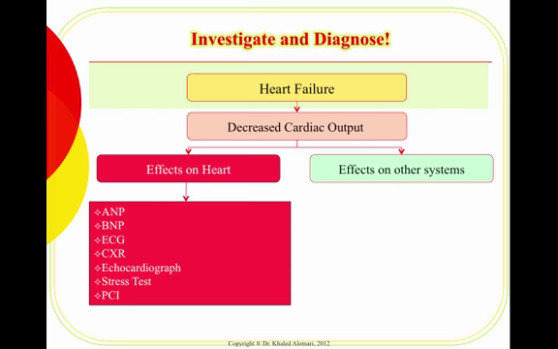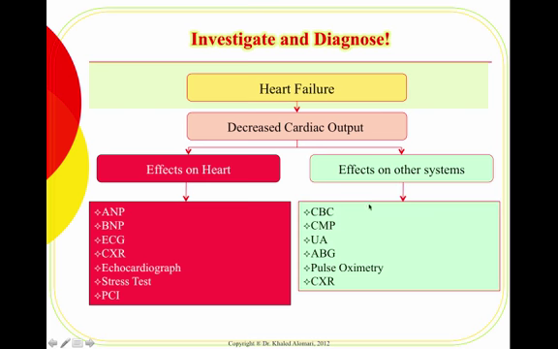Now, because of this decrease in cardiac output, there are some effects on other systems. So in CBC, that's possible. You may see it in patients with chronic heart failure especially. Again, the prolonged decrease of cardiac output will decrease the renal perfusion, and as a result of that low renal perfusion, the kidneys will decrease the production of erythropoietin, and that's why it's common to see anemia in patients with heart failure.